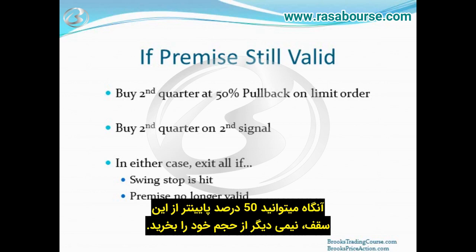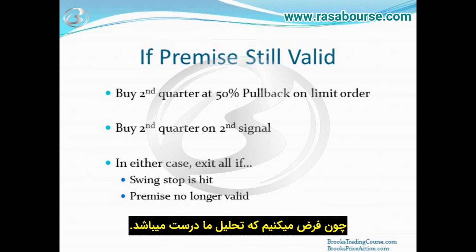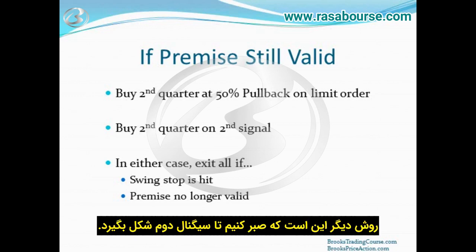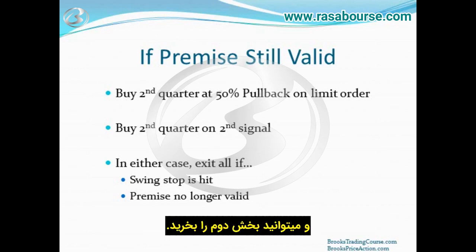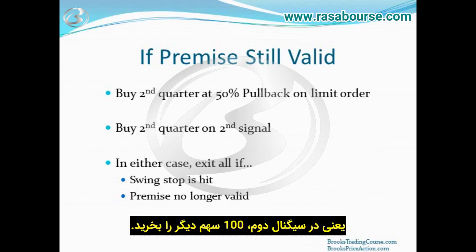In other words, if you normally buy 100 spiders, you would buy another 100 spiders at 50% down from the high, assuming again that your premise is still valid. An alternative to buying a 50% pullback is waiting to see if the market generates a second signal. If the market pulls back a little bit further, it may have a second signal, and then buy the second quarter position, the second 100 shares, as the second signal triggers.